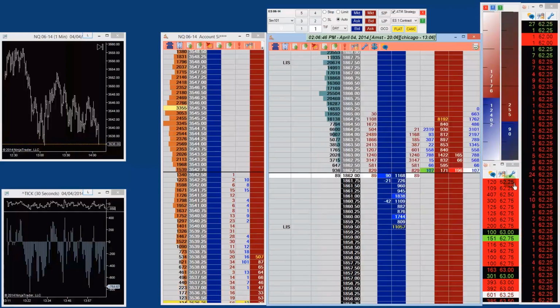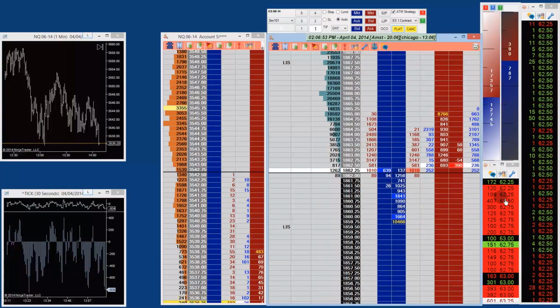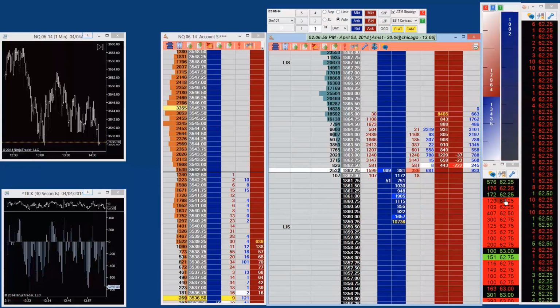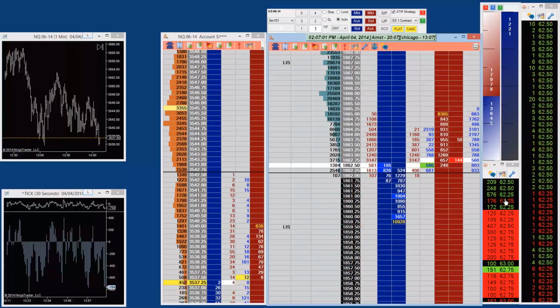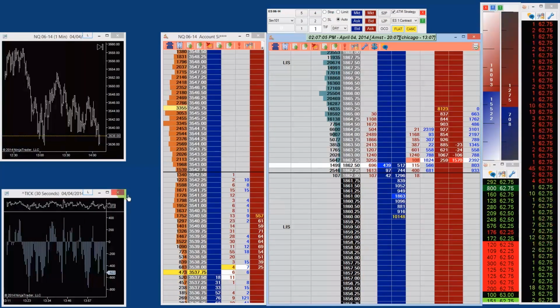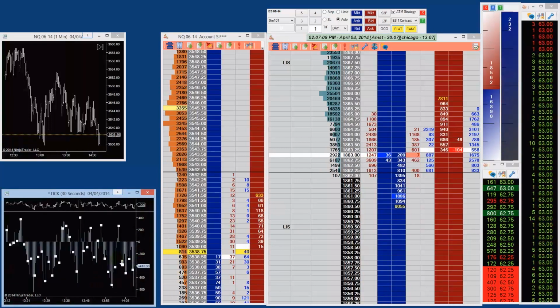You could just pick up a filtered time and sales and say, in your head, I'm just going to look at size. I want to see size move the price. And if size doesn't move the price, and it sits there for a while, I'm going to expect it to go in the opposite direction. Or you could just say, I'm just going to use the NYSE tick. I'm just going to see if it ticks on my side.